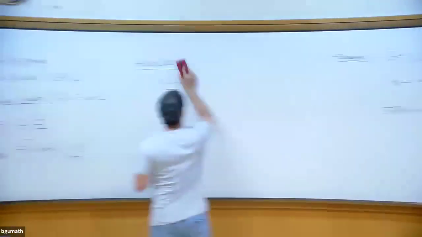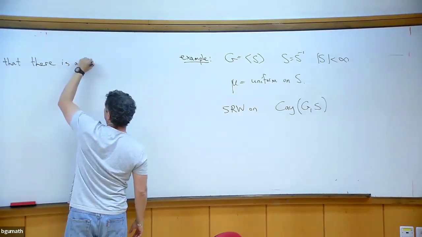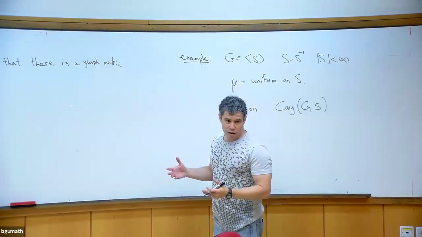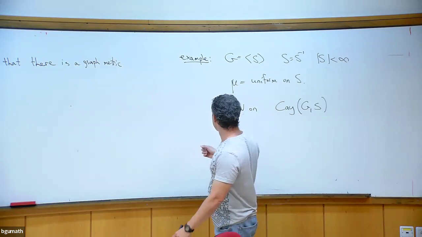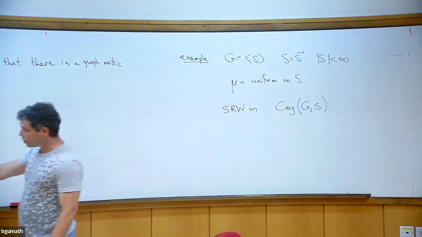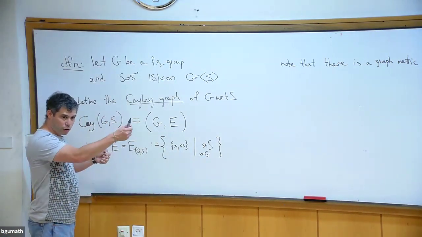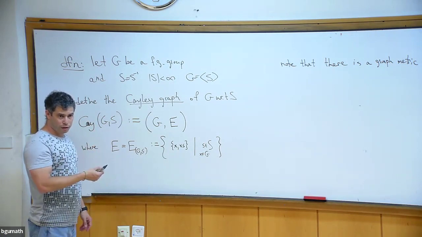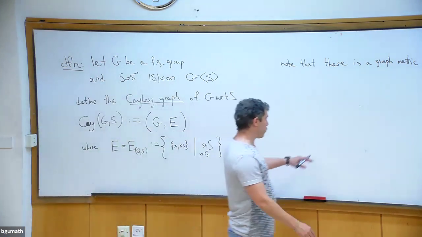Now, a Cayley graph gives you a metric, okay? Note that there is a graph metric, right? Just distance between any two vertices, and the distance is just the length of the shortest path between them. And this graph, by the way, is connected. This graph is connected because S generates G. So from any x to any y, there is a sequence of multiplications that will get you from x to y, right? Because we only need to generate the element x minus 1 y. Okay, so this is a connected graph.